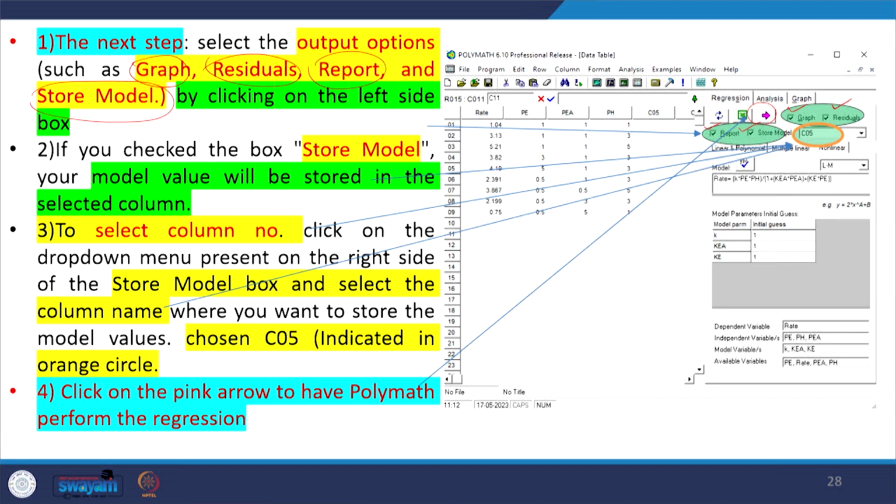If you check the box, then all the results or outcomes that come will be stored here, in C05. So, we have chosen the C05 column. At that particular column the calculated value will be stored. These are the experimental values we have provided, and now the calculated values will come here in column C05. Now the button is there, and that we have to click.